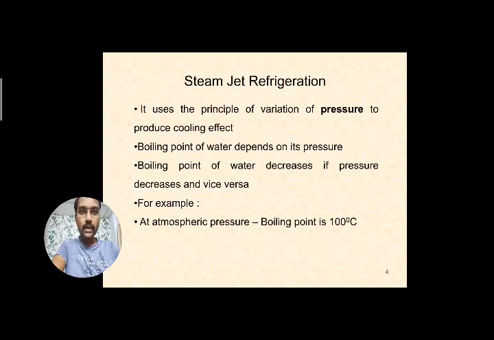Reducing the pressure further, take the example of reducing the pressure to 500 mm of mercury. Then instead of boiling at 100 degrees centigrade, it will boil at 60 degrees centigrade only. What happens here at the surface is evaporation, and the heat is getting extracted from the remaining water which is present below the surface of the water.